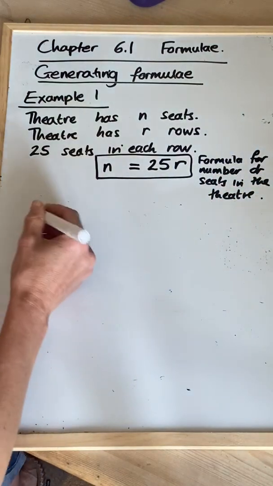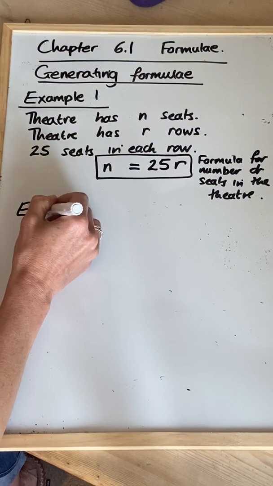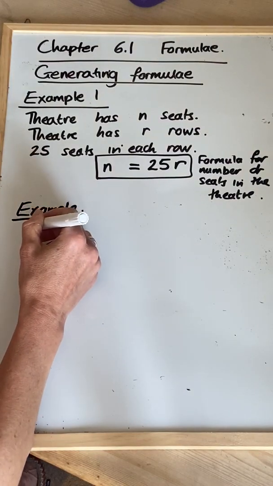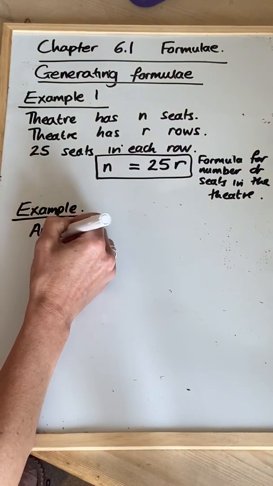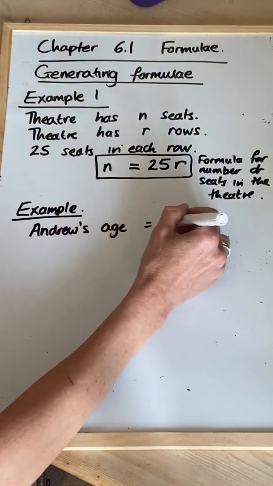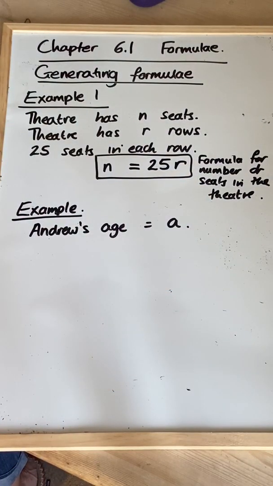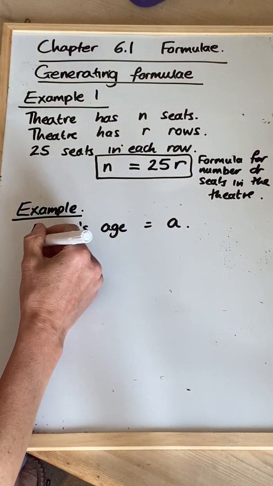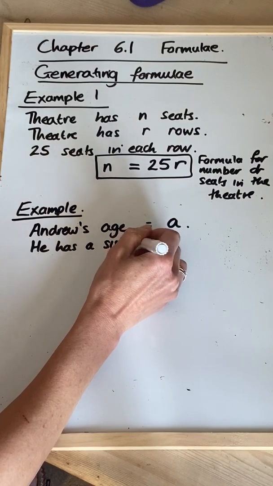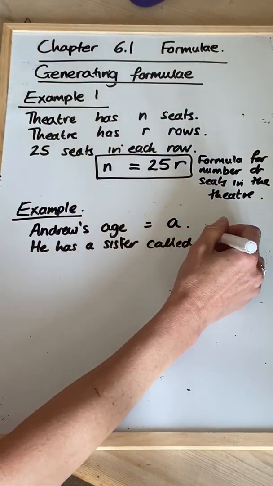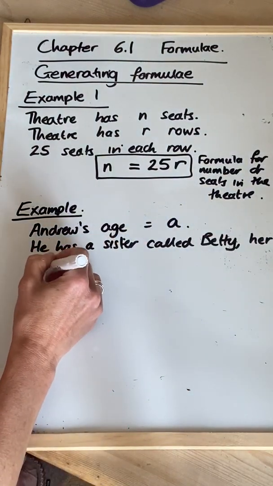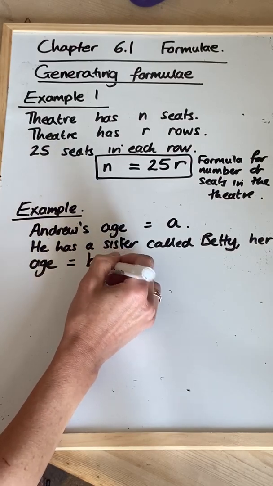Let's do another example. This time we're going to think about a boy, and we'll call him Andrew. And Andrew's age is going to be called A. Now, he has a sister called Betty. Her age, yes, you've guessed it, we're going to call that B.